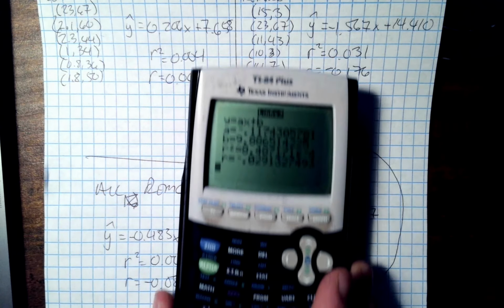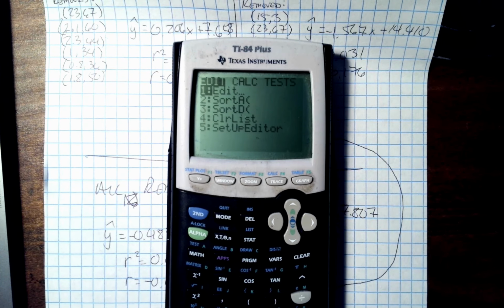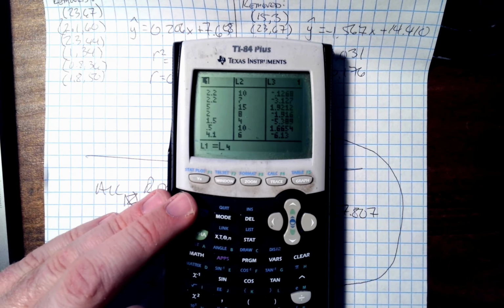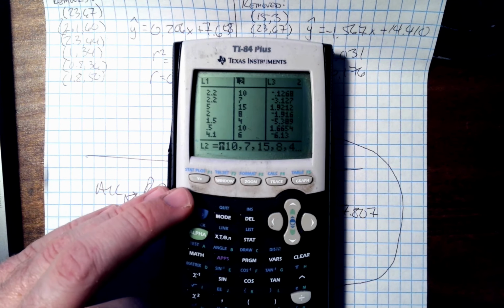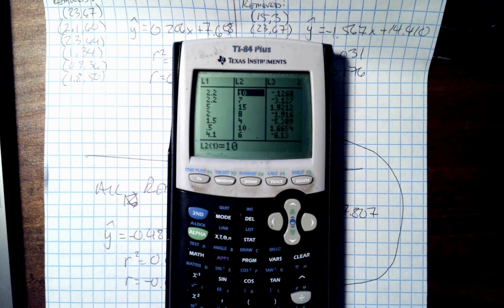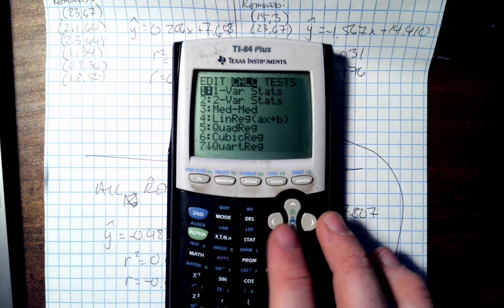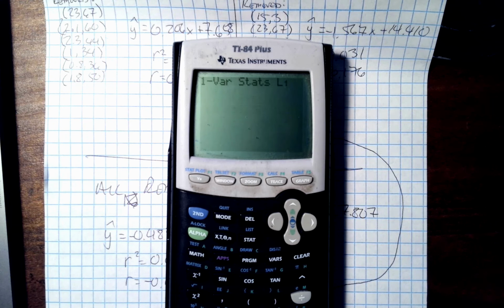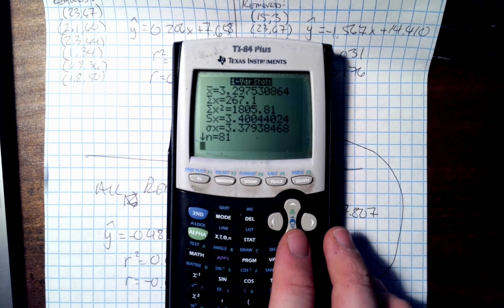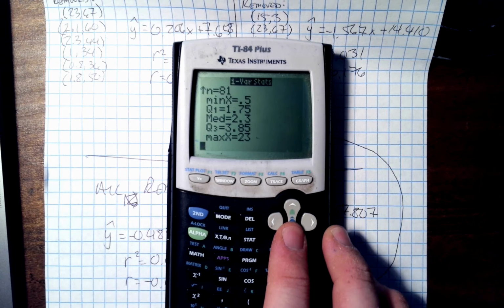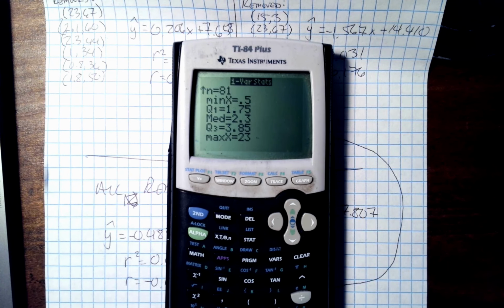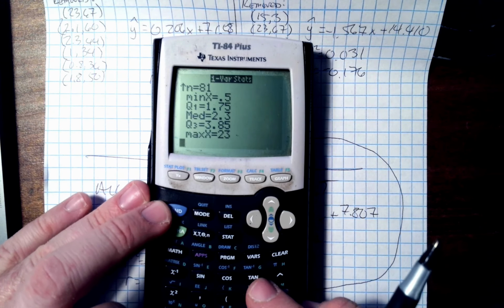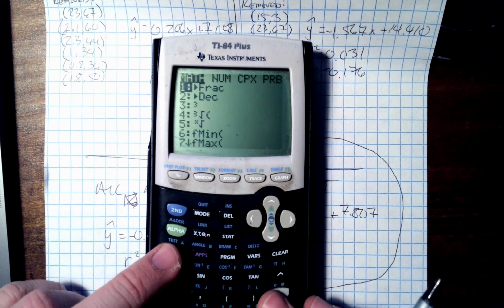Now, another thing that we can do is we can go back to our full data set. I know I deleted a few things here, so this is why I've stored them to put them back. And we can randomly select a number from the domain. The domain is, again, my X values. So my lowest number is 0.5, my highest number is 23. So we want to pick a random number, and you can use the math button.